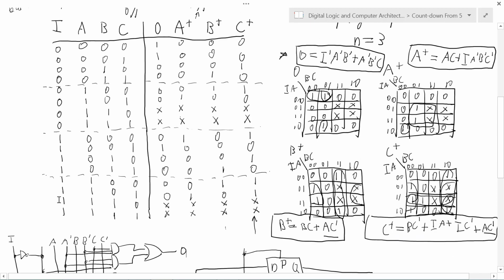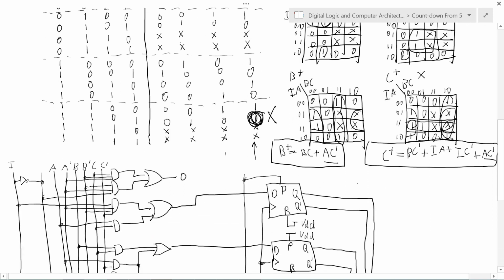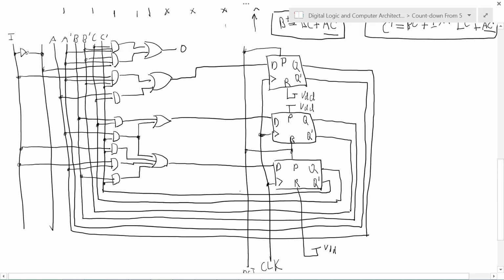Let's take a look at the truth table. 0, 1, 0, 1. We see an error that has appeared right here. This should be a 0. So let us change this now. That should be a 0. We actually have an error in our C+ table, and what we developed here is actually incorrect.